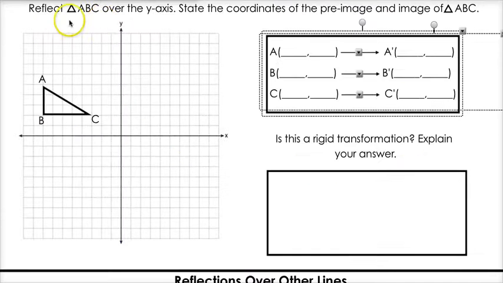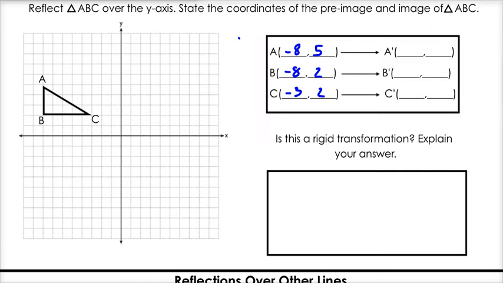In this example, we're going to reflect ABC over the y-axis. State the coordinates of the pre-image and the image of triangle ABC. So let's start by finding the coordinates of ABC. If you count this out, you'll see that it's (-8, 5), (-8, 2), and (-3, 2). So those are the coordinates of ABC right here. I happen to have counted that earlier, that's how I did that quickly.